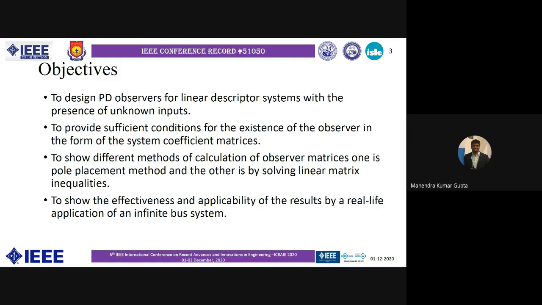Now in this order, we will provide sufficient conditions for the existence of the observer in the form of system coefficient matrices. Now we will calculate the observer matrices. We will construct some matrix equations, and we will solve them to construct the observer matrices. So we will use two methods. One is pole placement method, and another one is LMI, solving linear matrix inequalities. Now, we show effectiveness and applicability of the results by a real life application to an infinite bus system.